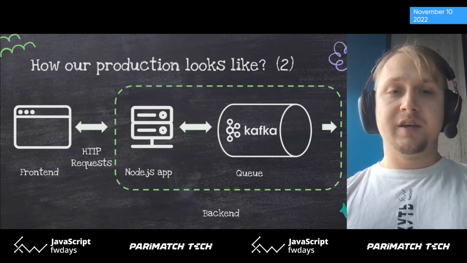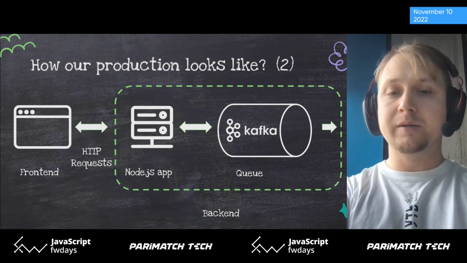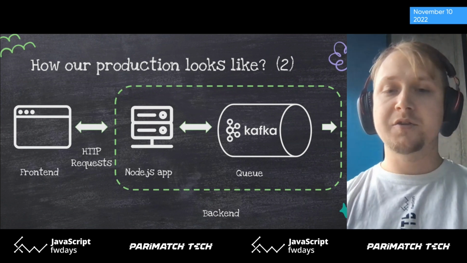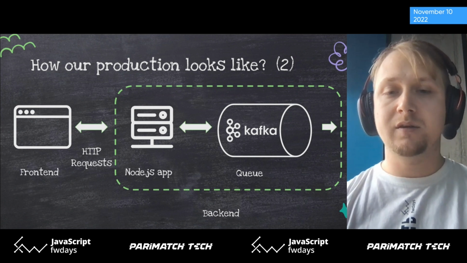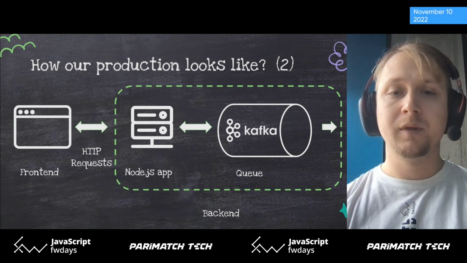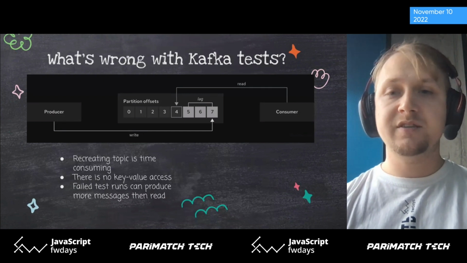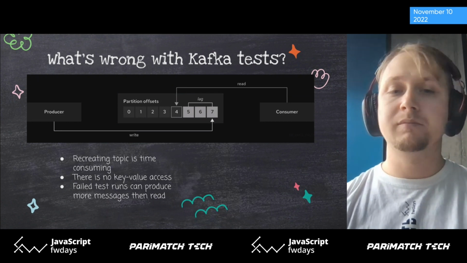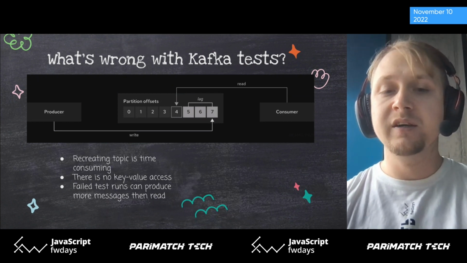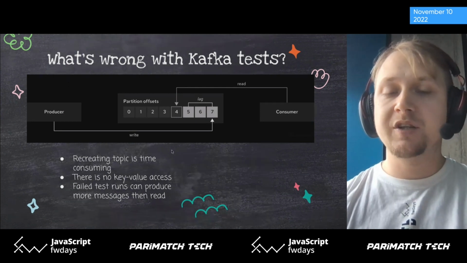Okay, let's take a look at a bit more complex infrastructure that we have. What we have is not a database that we are communicating with, but some queue. I've taken Kafka as the most popular queue system in our backend. What's wrong with Kafka tests? In Kafka tests, you don't have IDs. You don't put items by ID. You can't access them by key. So it's pretty hard to actually manage the state.